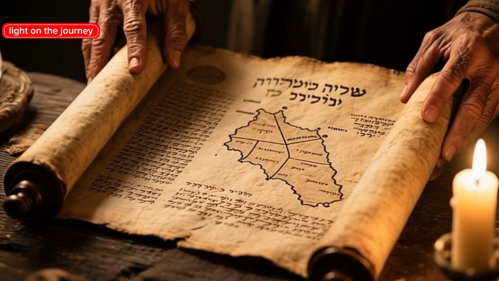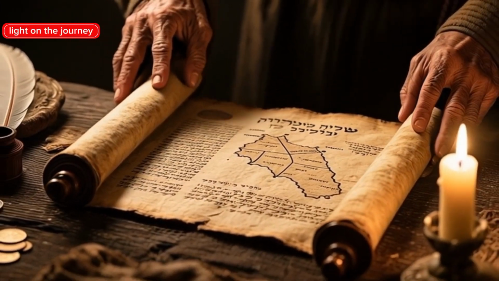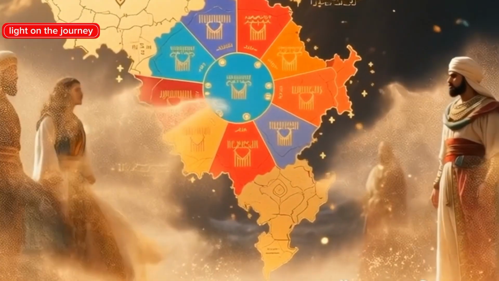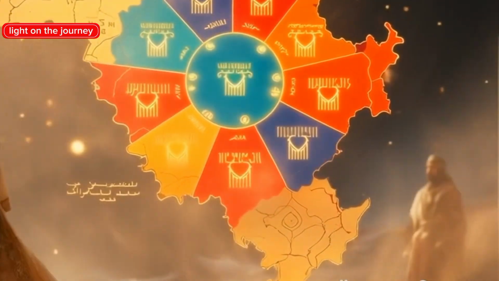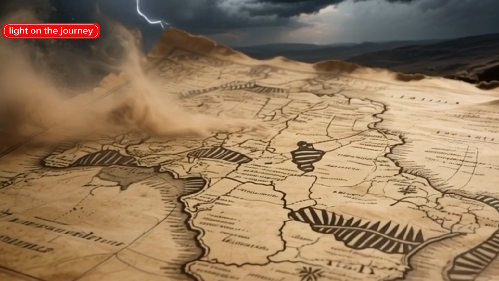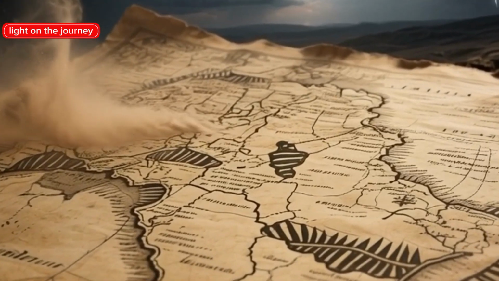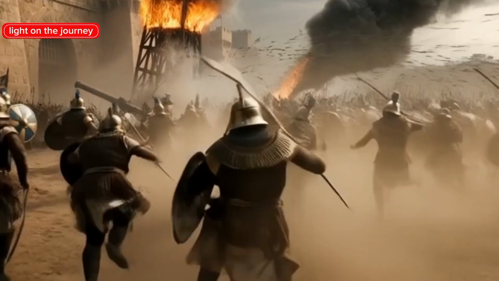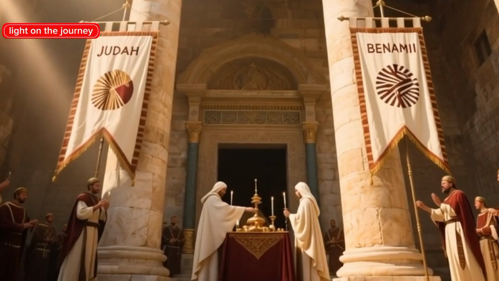Many have heard of the 12 tribes of Israel, but few know the original map, the sacred plan that divided the promised land among the sons of Jacob. A map not born from human ambition, but drawn by God himself. It carries eternal promises, epic battles, tribal identities, and even mysteries that remain unsolved to this day.